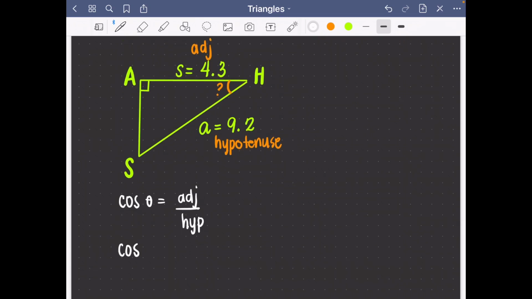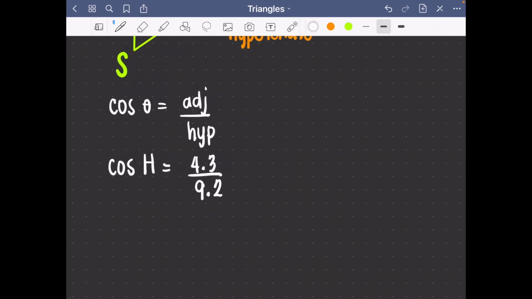So we will just substitute. Cosine, our angle is H, it's unknown. Adjacent is 4.3. Hypotenuse is 9.2. Now, how do we solve for H? Here we just get the inverse of the function. Our function is cosine, so our angle H will be solved using arc cosine of 4.3 over 9.2.